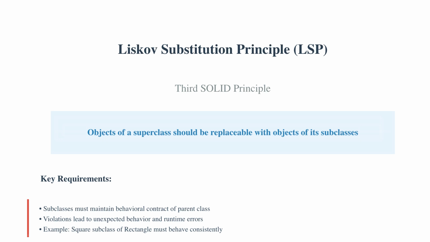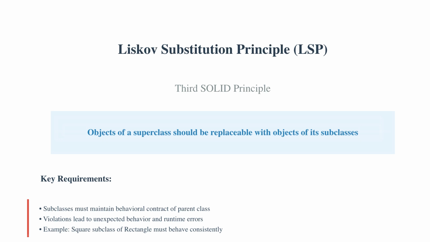The ultimate benefit of following OCP is risk reduction. When we add new features by extending rather than modifying, we eliminate the risk of breaking existing functionality that's already been tested and deployed. This leads to more stable and reliable software systems.